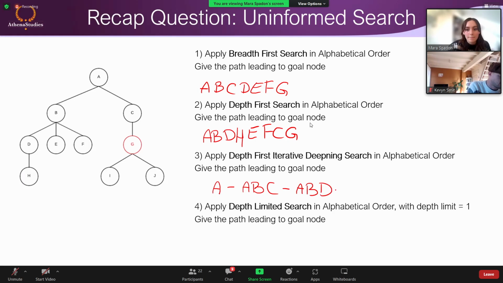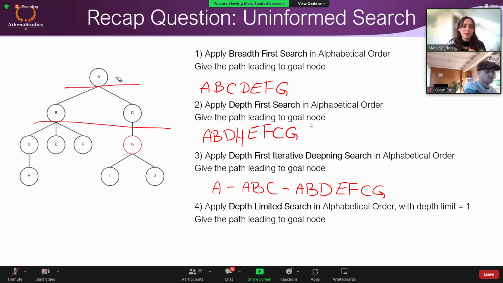D, E, F, C, and D. Exactly. Yes, great. Because you're basically performing the depth first search, right? But you're cutting up the tree into different depths. So we write it down like that. I also see in the chat, yes, that is correct. Great.